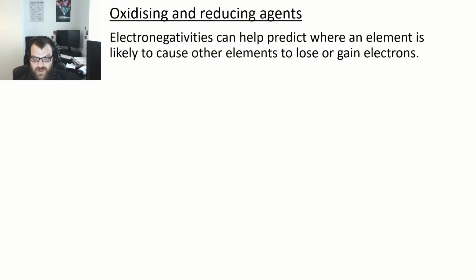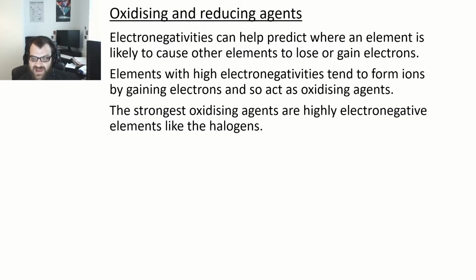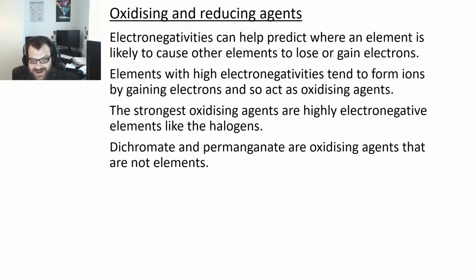Electronegativities, which were spoken about in the periodicity topic, can help predict whether an element is likely to be an oxidizing agent or a reducing agent. If an element has a high electronegativity, it's going to be able to pull the electrons away from the other species. Therefore, it will tend to act as an oxidizing agent, something that helps cause oxidation in something else. Things with the highest electronegativity are things like the halogens, so something like fluorine or chlorine, are really strong oxidizing agents. You also need to be aware of non-element oxidizing agents such as dichromate and permanganate.